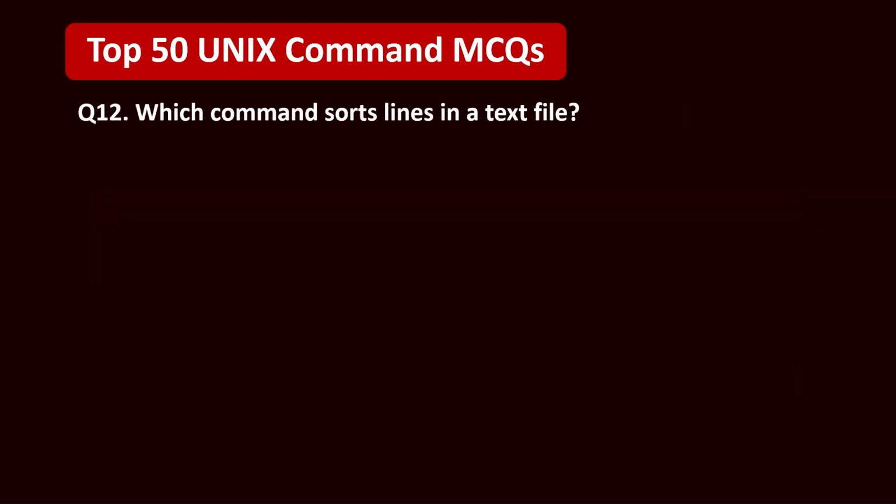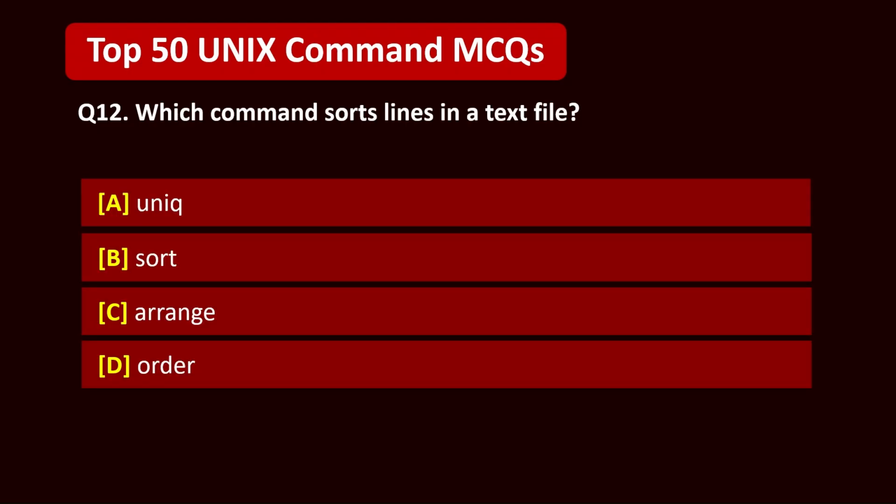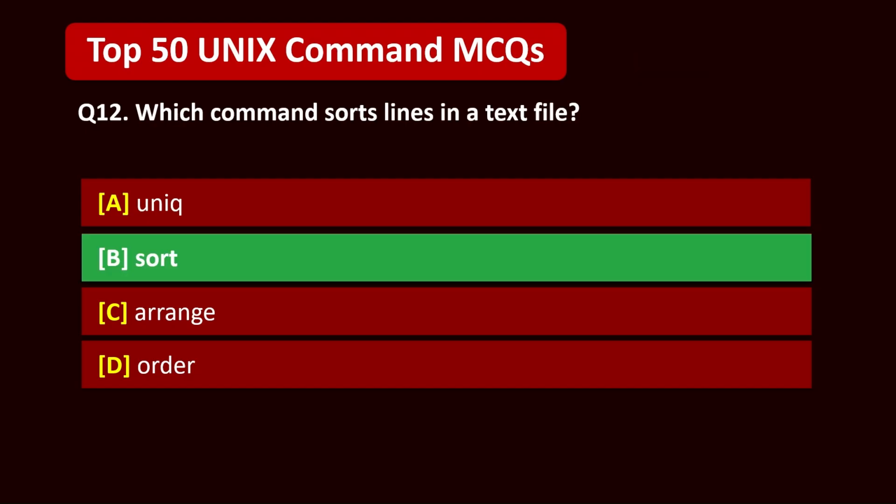Question 12. Which command sorts lines in a text file? A. unique, B. sort, C. arrange, D. order. 5, 4, 3, 2, 1. Correct answer is B. sort.